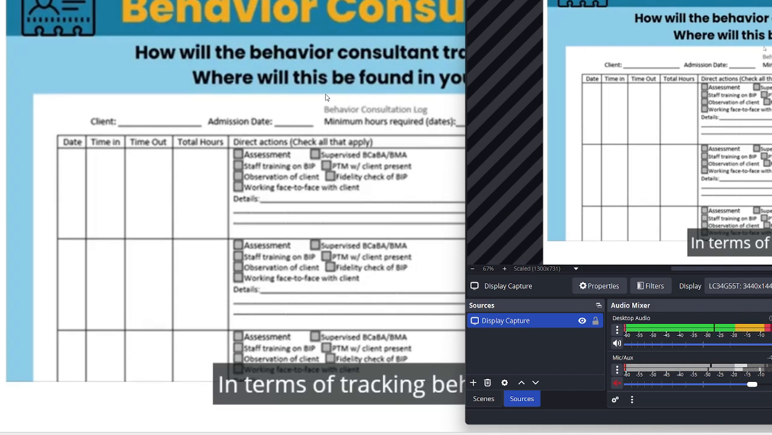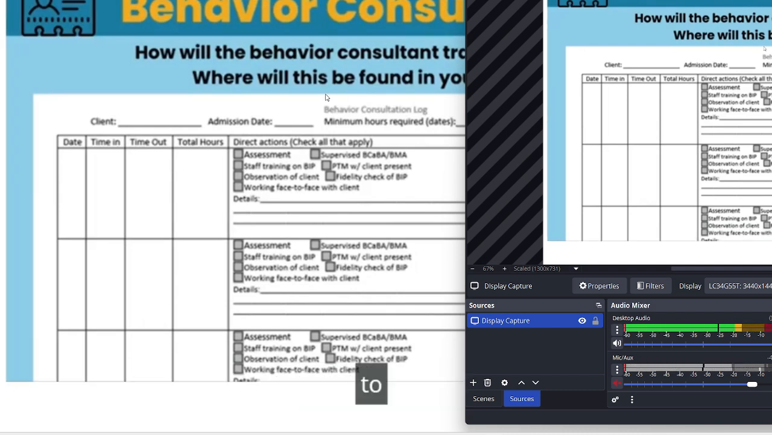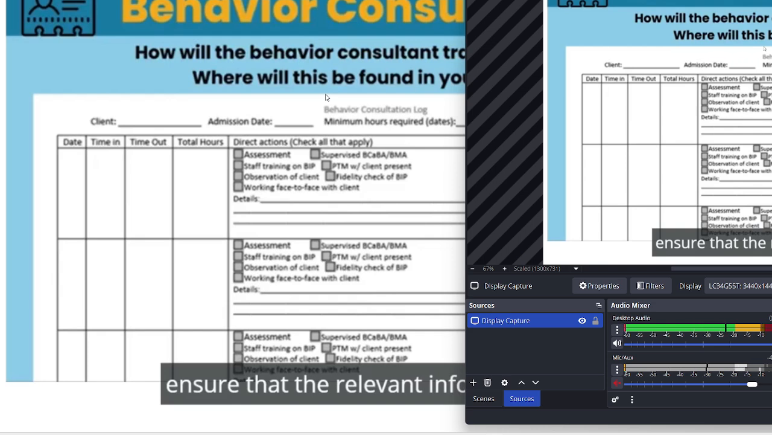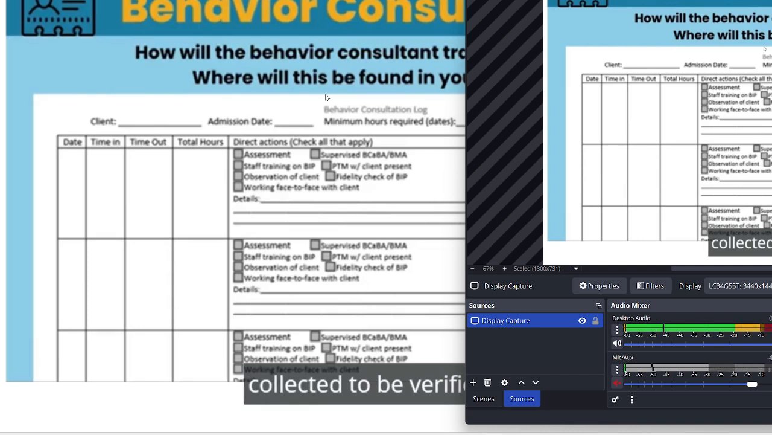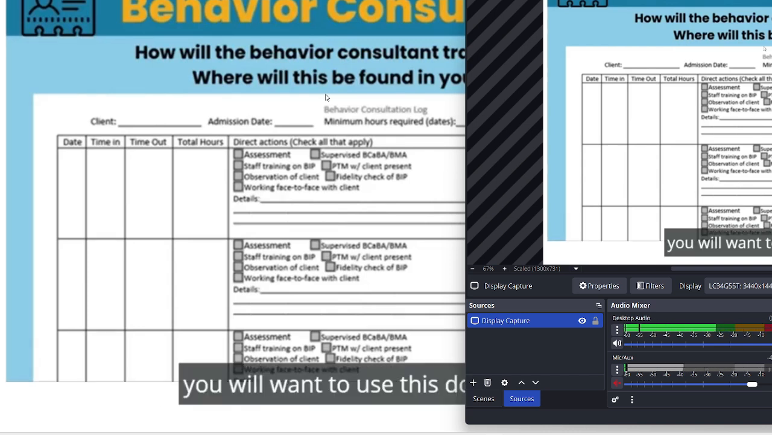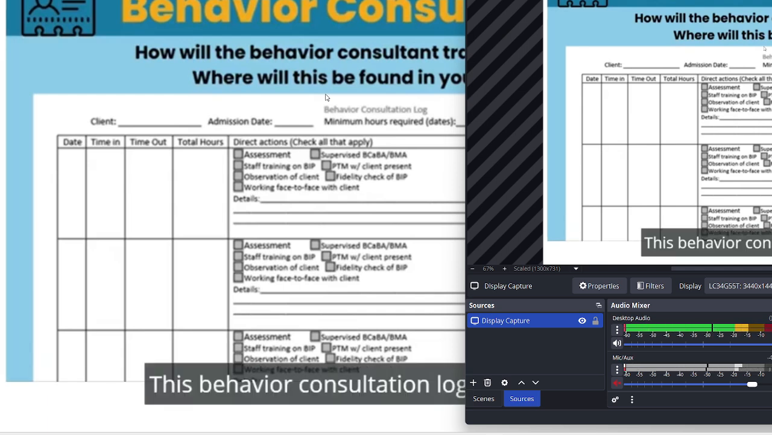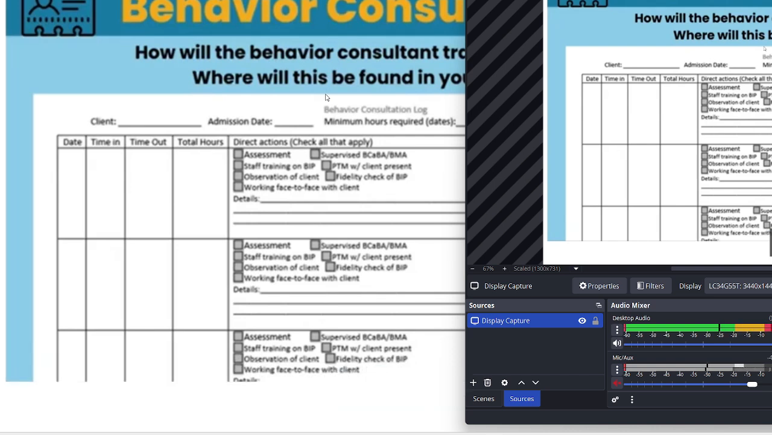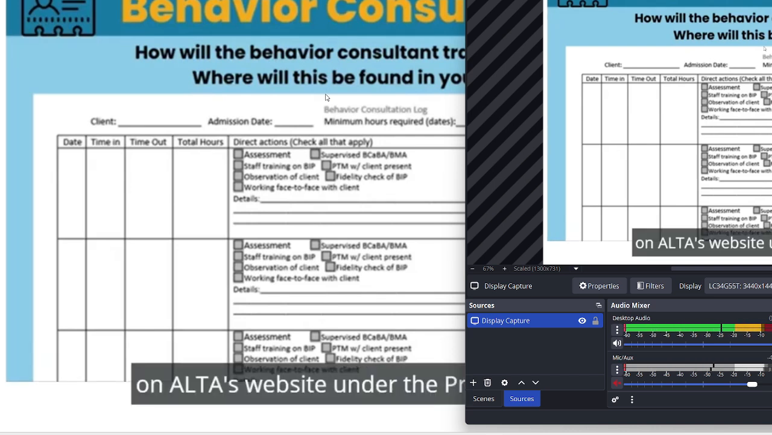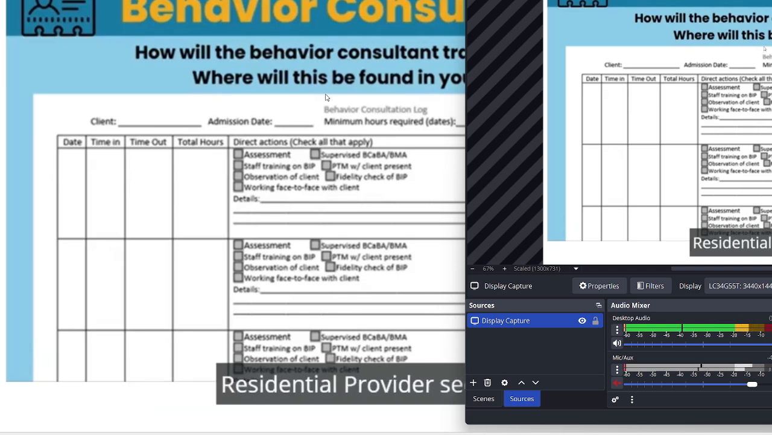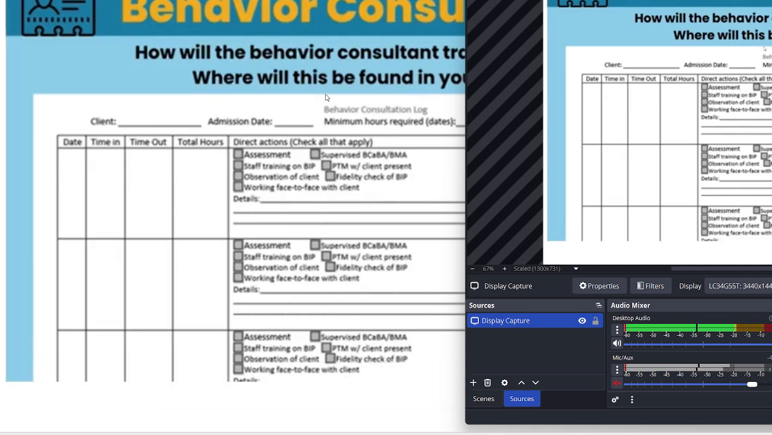In terms of tracking behavior consultation, to ensure that the relevant information is collected to be verified, you will want to use this document. This behavior consultation log can also be found on Alta's website under the Provider Forms Residential Provider section.